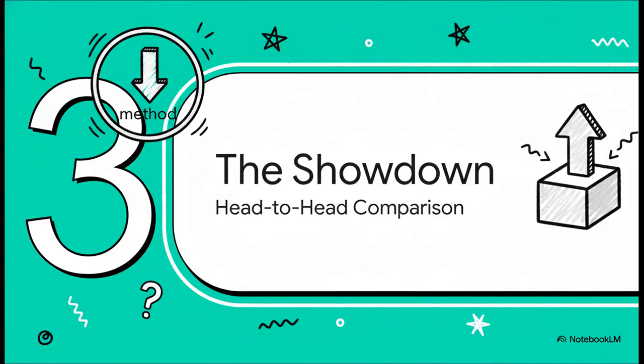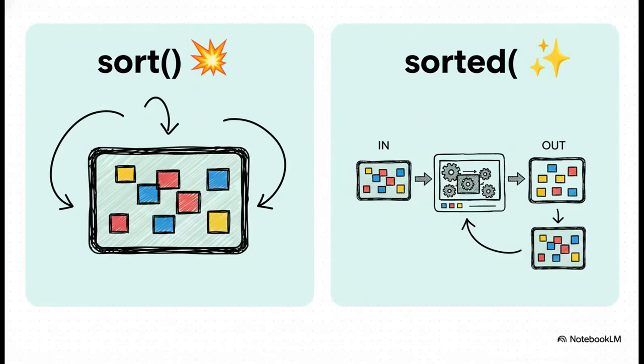Okay, we've walked both paths, we've seen them in action, now it's time for the main event, the showdown. Let's put sort and sorted side by side and make the differences totally crystal clear. All right, let's break this down. On the left, we've got the sort method. It lives on the list itself. It modifies that list in place, and this is a big one that trips people up, it returns None, so you can't assign the result to a new variable. And of course, the original is lost.